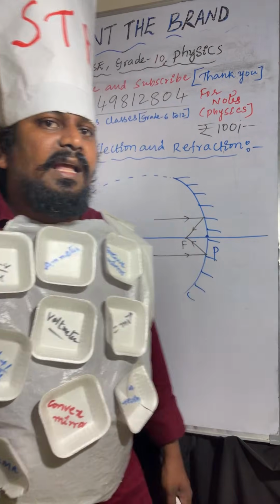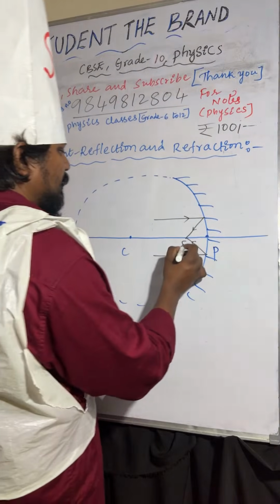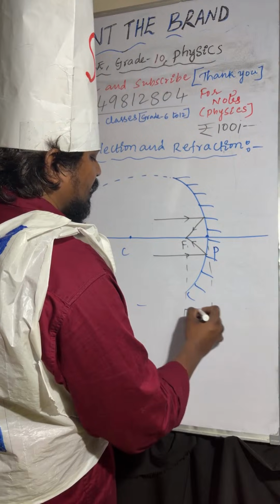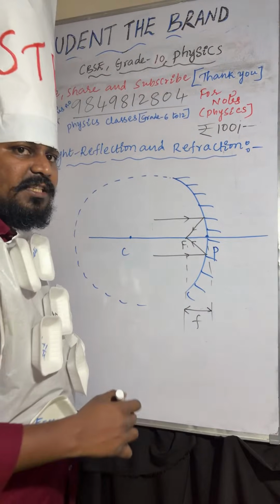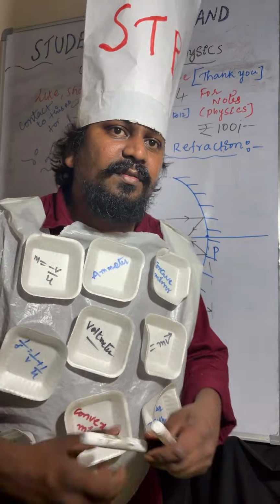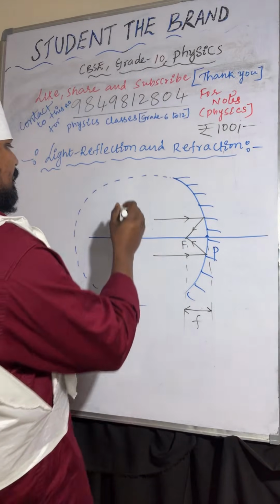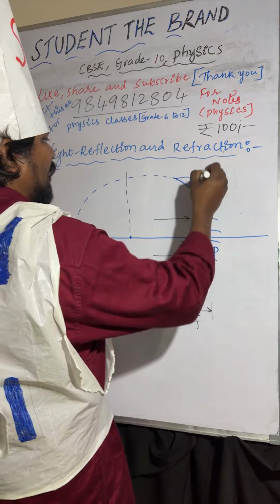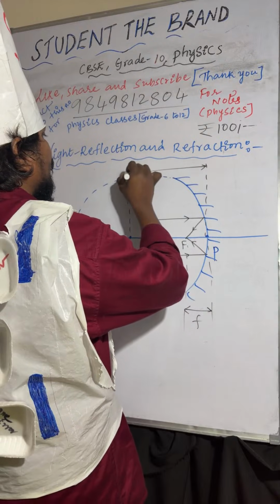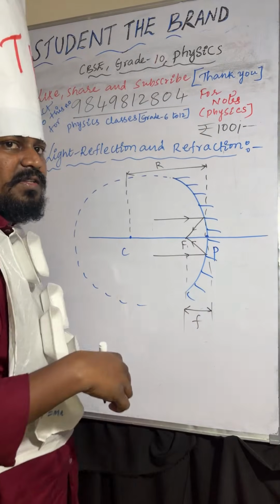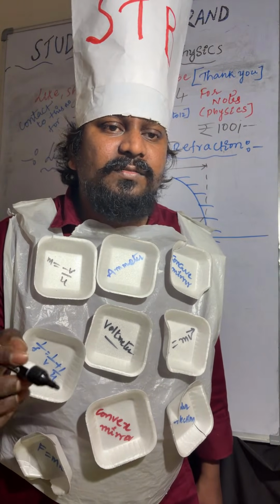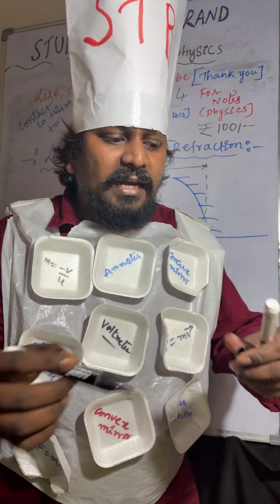The distance between focus and pole is called focal length, denoted by a small letter f. And the distance between center of curvature and pole is called radius of curvature. Understood? I hope it is very clear. Is it clear or not?